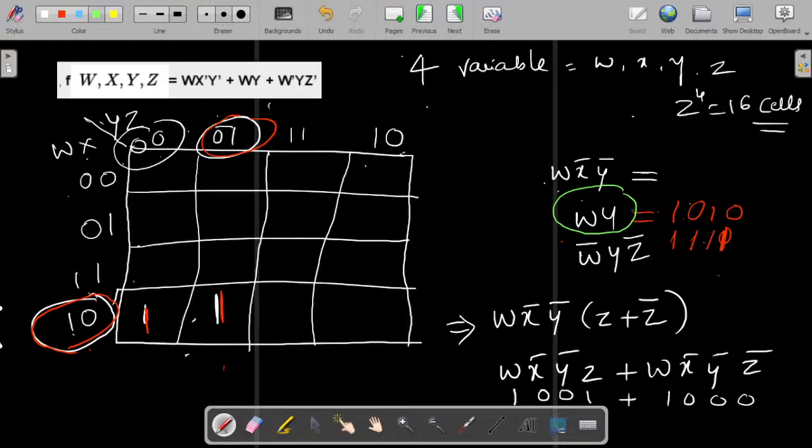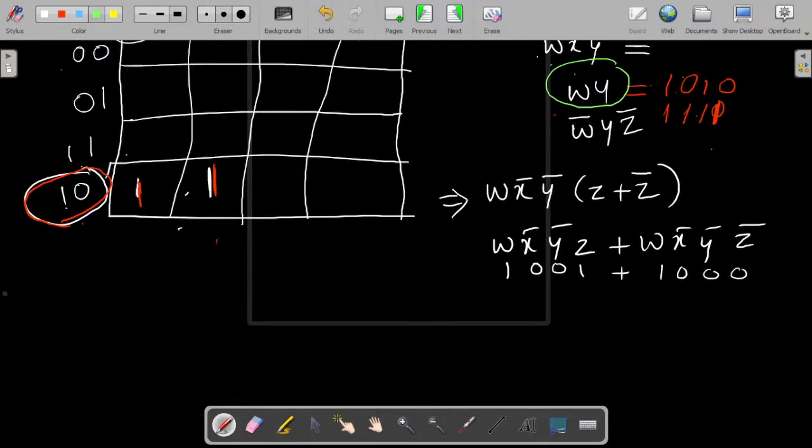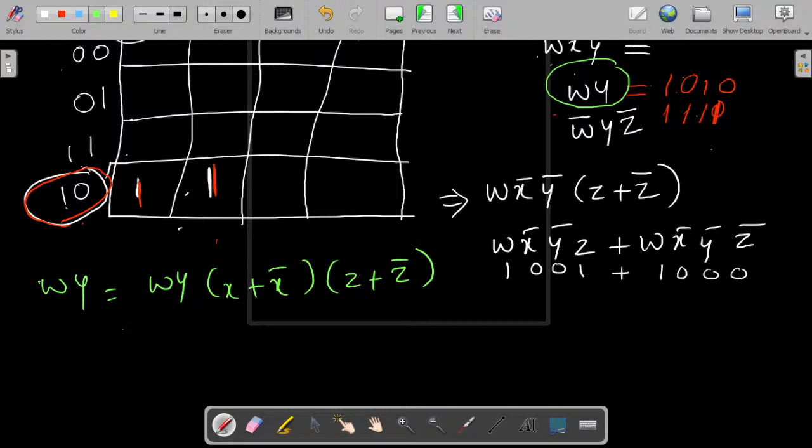If you are getting confusion, what you do? I will take here w y, where the missing are x plus x bar and z plus z bar. That indicates one only. So now w y x bar, w y z, w y.